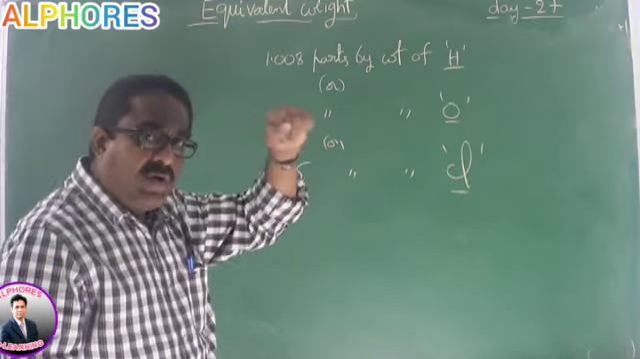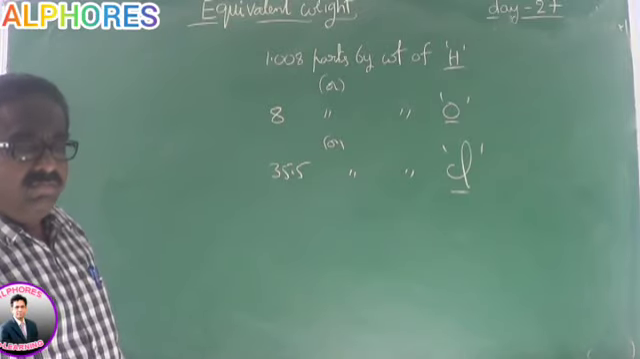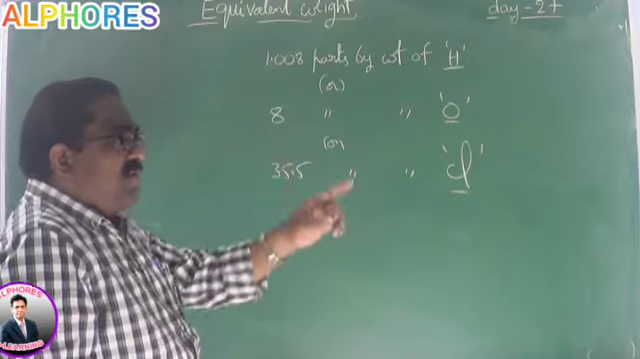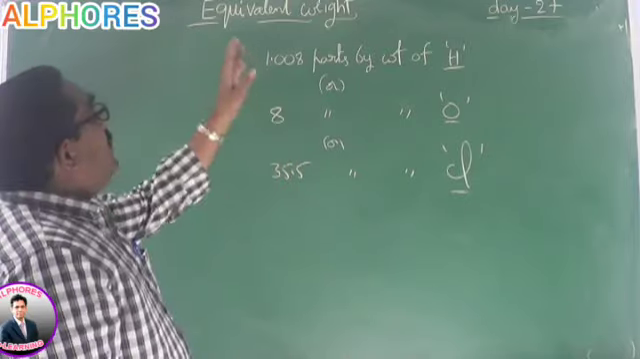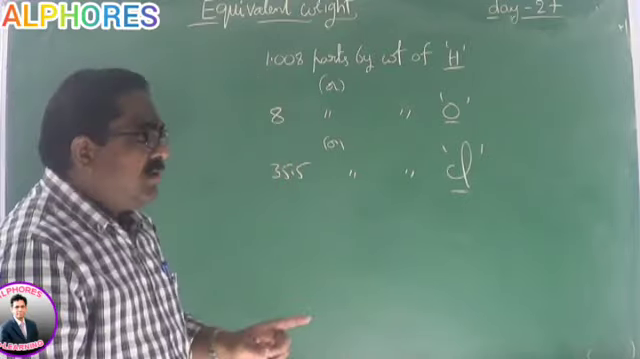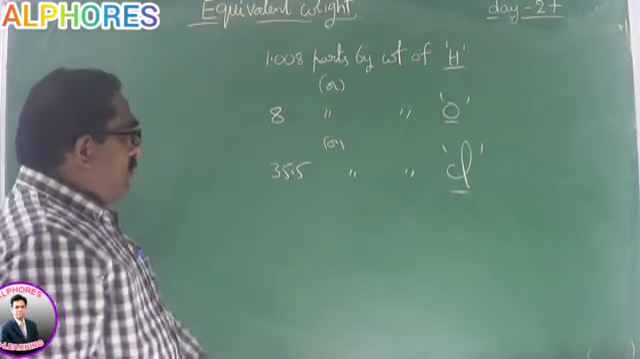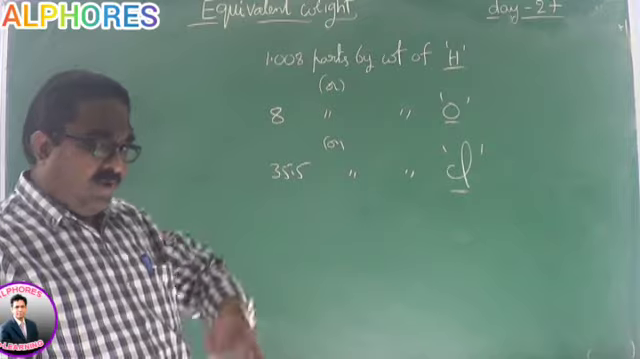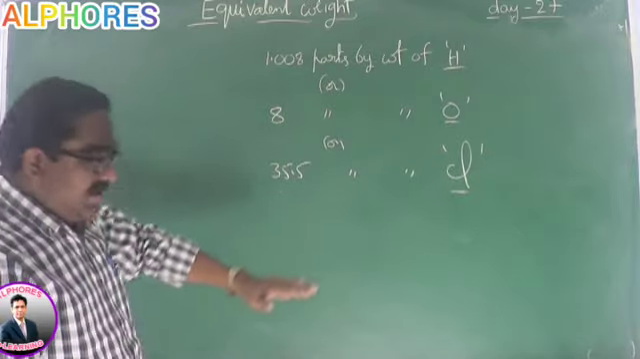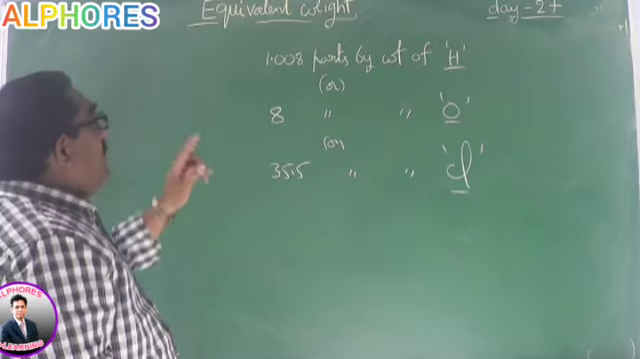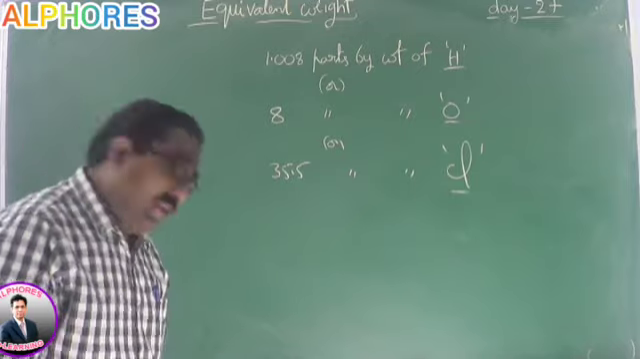Fix it like a photographic memory in your brain. Don't forget about that. It's utmost important. Everybody should fix in their minds that the equivalent mass of hydrogen is 1 gram blindly, oxygen has 8 grams and chlorine has 35.5 grams. Don't forget that. That is from the definition of equivalent weight.